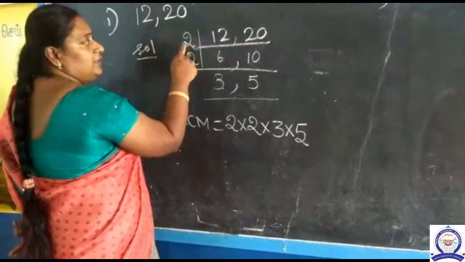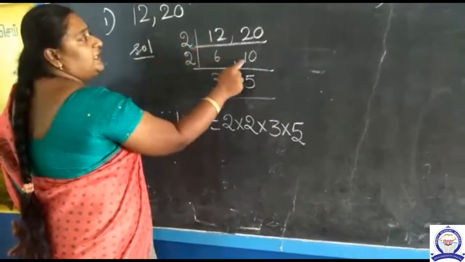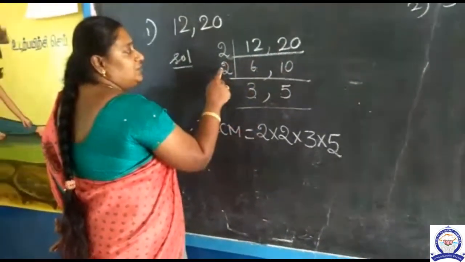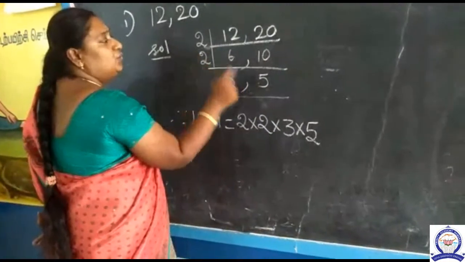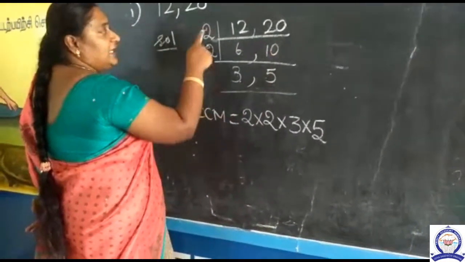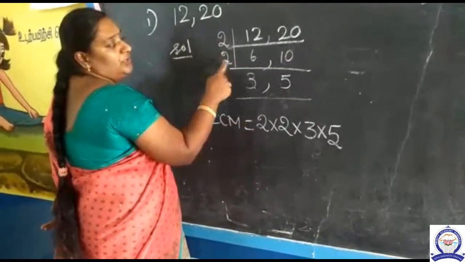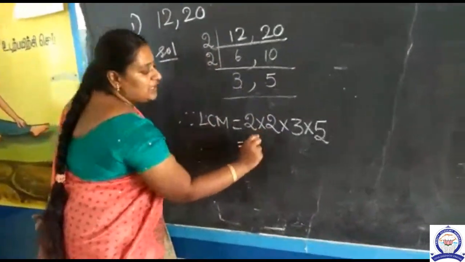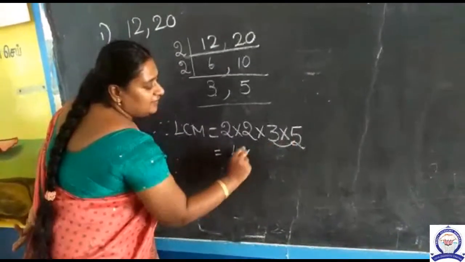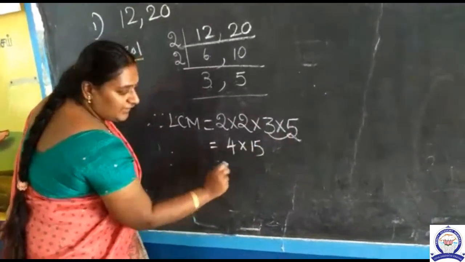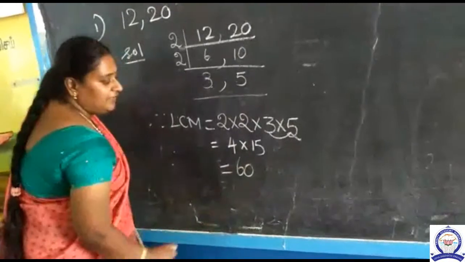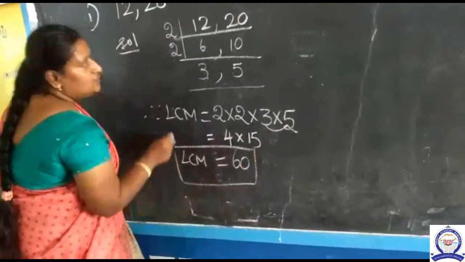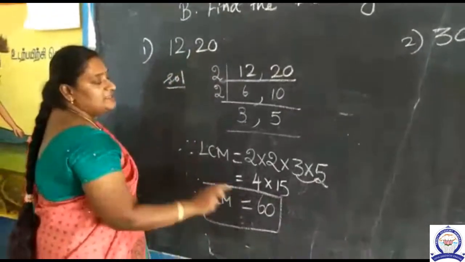So start with 2 table. 2 6s are 12. 2 10s are 20. Again 6 and 10 are even numbers. Start with 2. 2 3s are 6. 2 5s are 10. Therefore LCM is equal to 2 into 2 into 3 into 5. The 4 numbers you multiply. So 2 2s are 4. 3 5s are 15. 15 4s are 60. So LCM is equal to 60. So LCM of 12, 20 is 60.